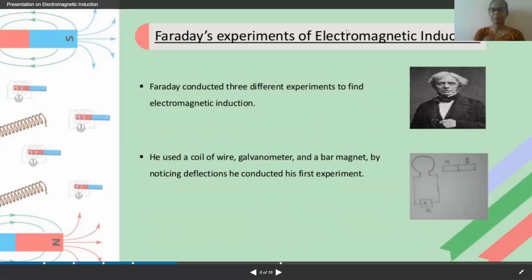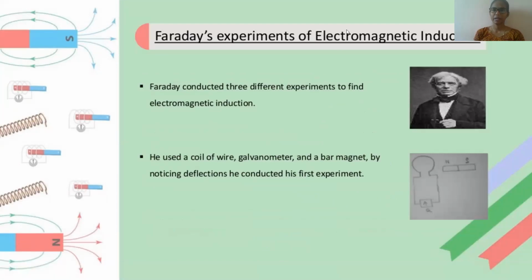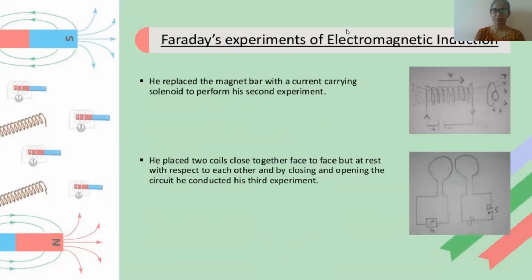See, Faraday's experiments on induced current. Faraday conducted three different experiments to find electromagnetic induction. For that, he used a coil of wire, a galvanometer, and a bar magnet. By noticing the deflection, he conducted the first experiment. He conducted all these experiments.